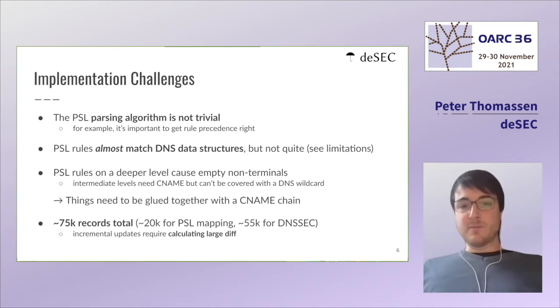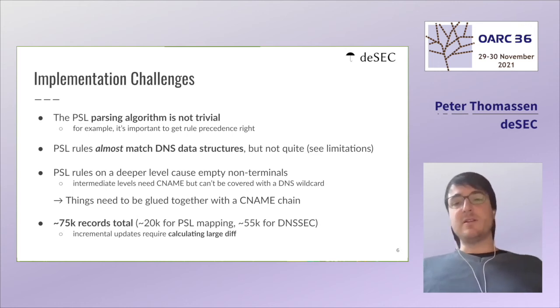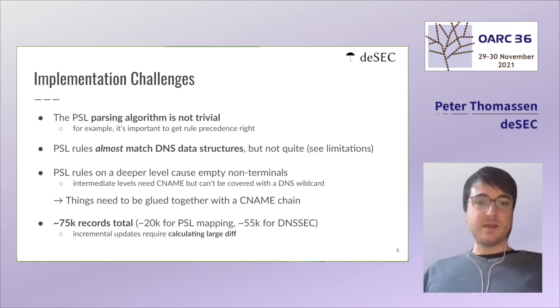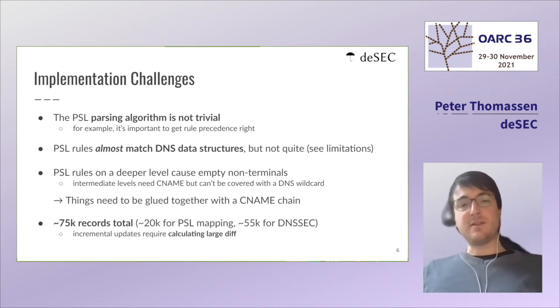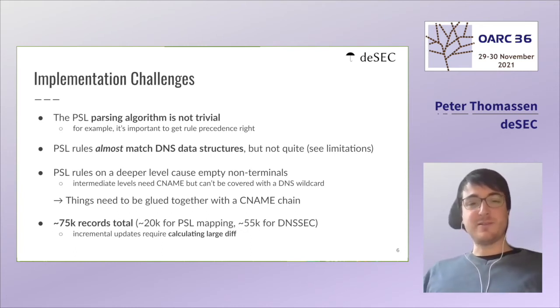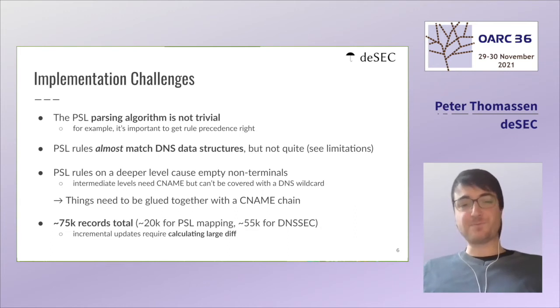Yeah, and so if you look at the 20K records that are necessary for PSL mapping itself, which includes the PTRs and the CNAMEs, there will be an additional 55K records for signing and NSEC and all that stuff. So there's a pretty large zone that results from this. And if you do an incremental update, you have to calculate a very large diff and all that. So that was a little bit of a challenge too, but it was also quite a nice exercise to work our DSEC API on which we host this.